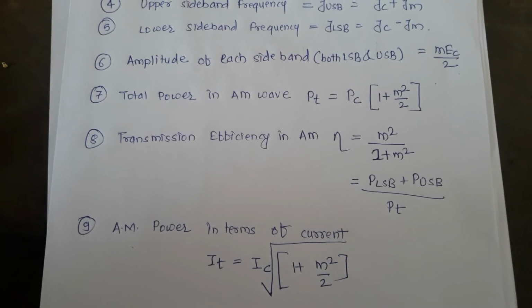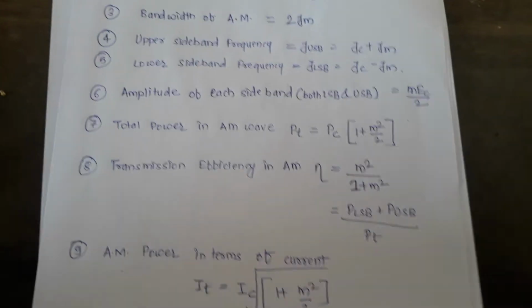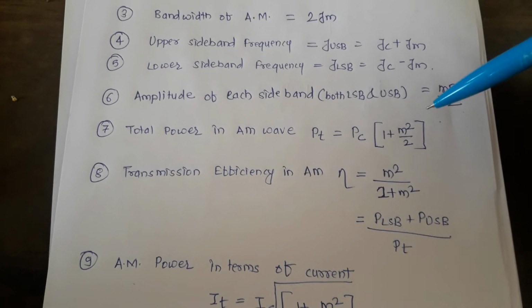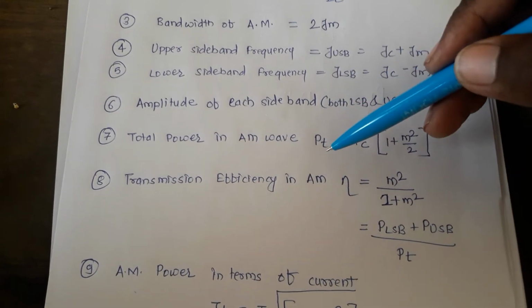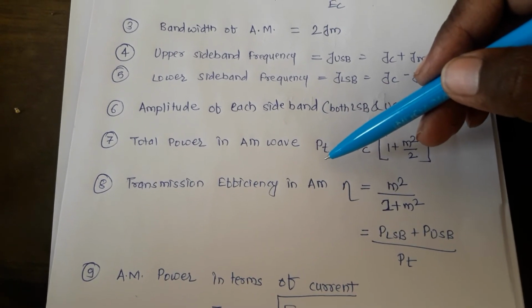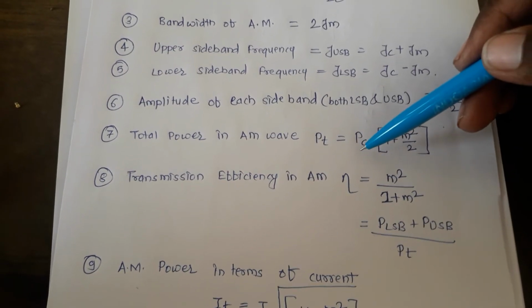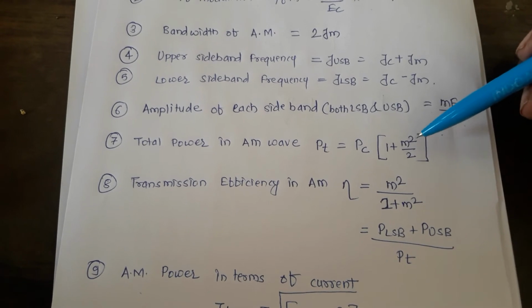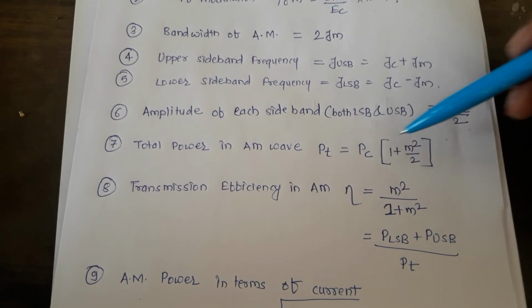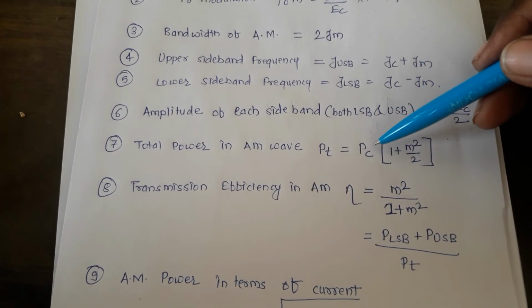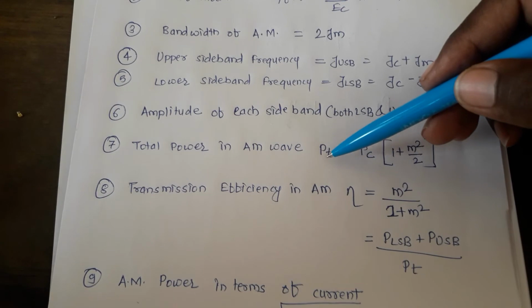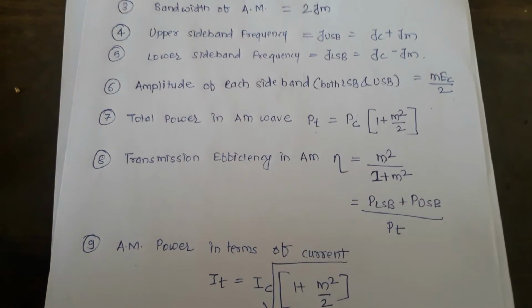Now the next formula is related with total power in AM wave. It is given by PT = PC (1 + M²/2), where PT is the total power in AM wave, PC is the carrier power, and M is the modulation index. So if we know the carrier power and the modulation index M, then it is easy to find out the total power in AM wave.